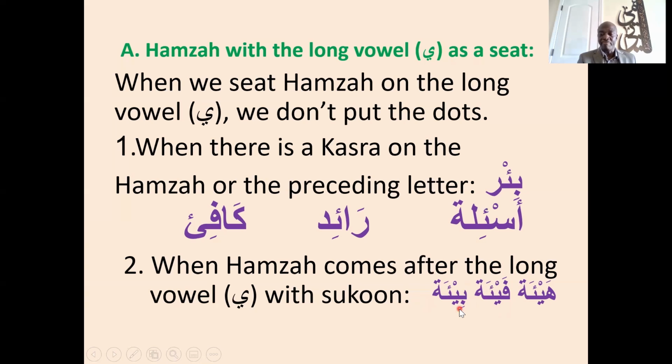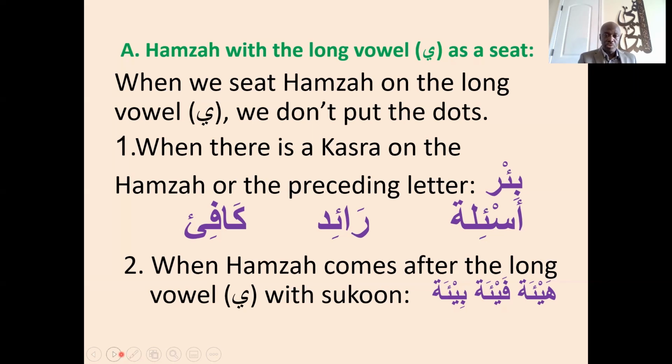Bi'a, bi'a is environment. Also we have the long vowel ya with the sukoon, and we have the hamza. We have to seat the hamza on the ya regardless, because we know the fatha is stronger than the sukoon, but in this case we have the long vowel ya with the sukoon. The seat for the hamza will be another ya with no dots, and that is the rule.